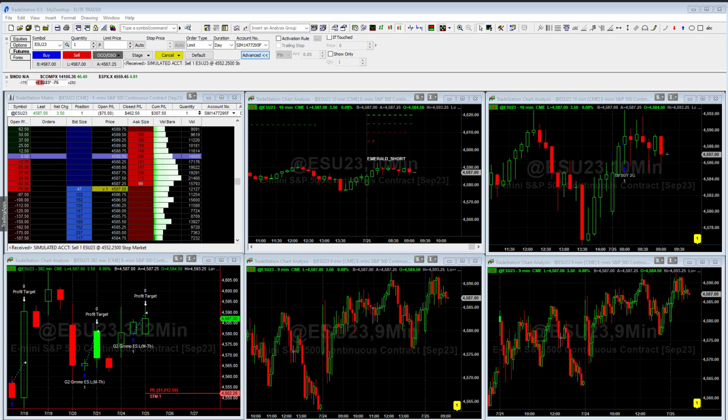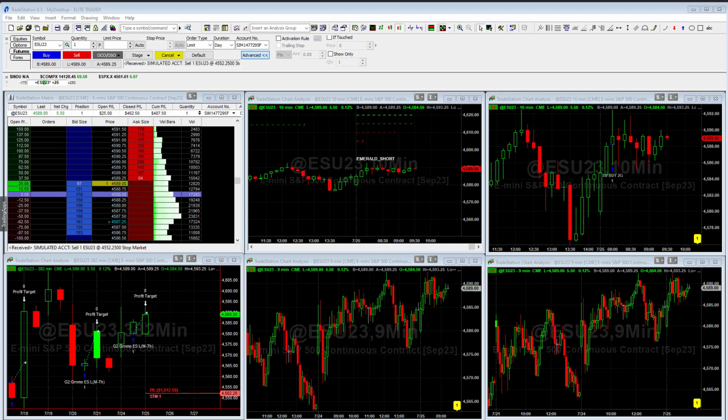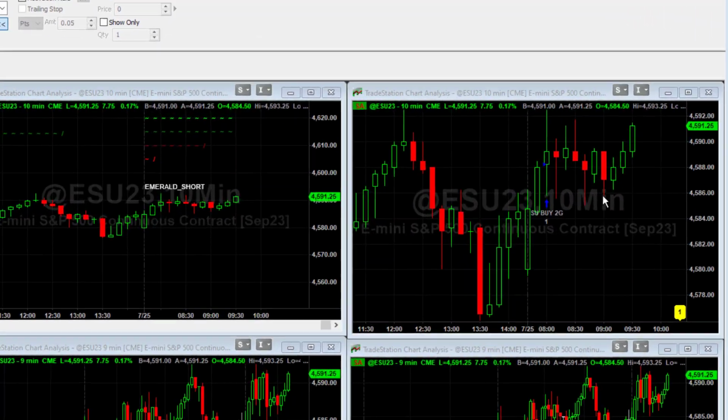Now remember though that past performance is not indicative of future performance. There's definitely risk in trading futures. It's not for everyone. Remember, I'm not a CTA. I'm what they call the third-party developer, and so I offer the algorithms to be traded under a letter of direction. Now, as of right now, we're in the Emerald Long.